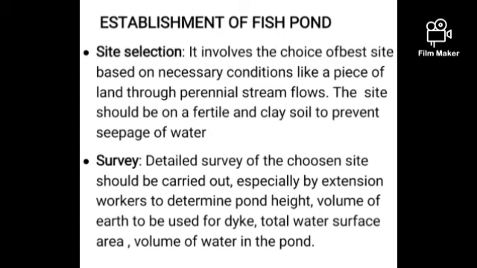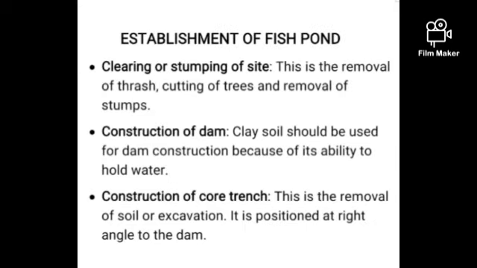The first factor for establishing a fish pond is site selection. The second factor is general survey. A detailed survey of the chosen site should be carried out, especially by extension workers, to determine the height of the pond, volume of earth to be used for the dike, total water surface area, and volume of water in the pond or embankment. So, a fish pond site must be surveyed.